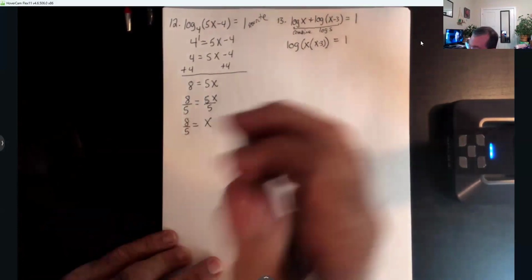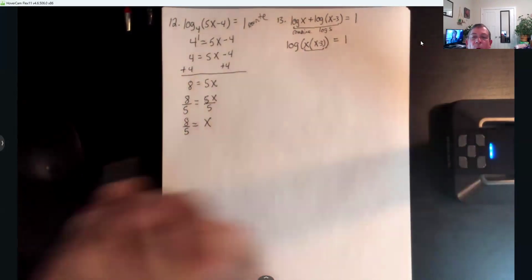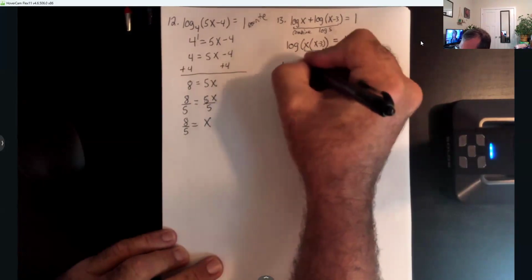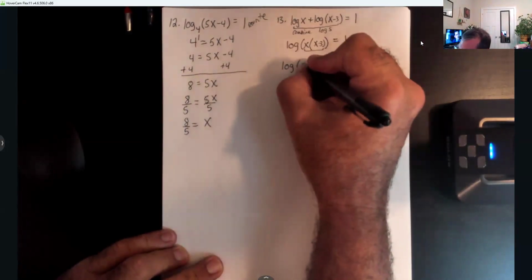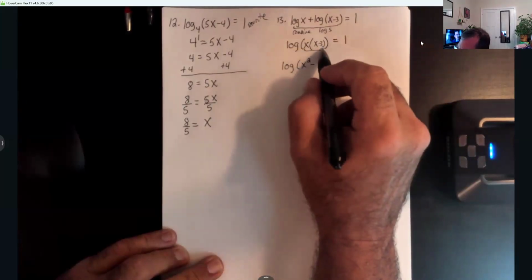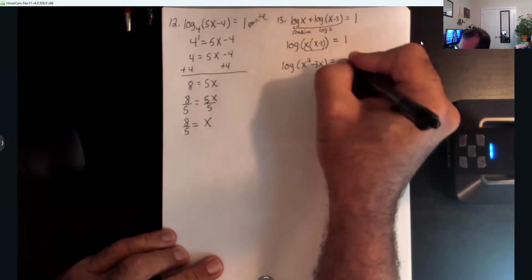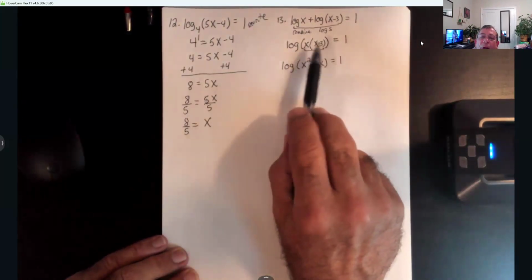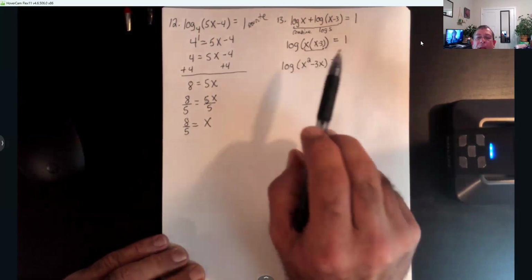Now I'm going to go one further step. Since this is the product, we're going to multiply that stuff. So let's bring down our log. So the x times x is an x squared minus x times 3, which is 3x. All of that equal to 1. So good job, y'all. It's definitely a product. And then actually multiply it to get it to this point.